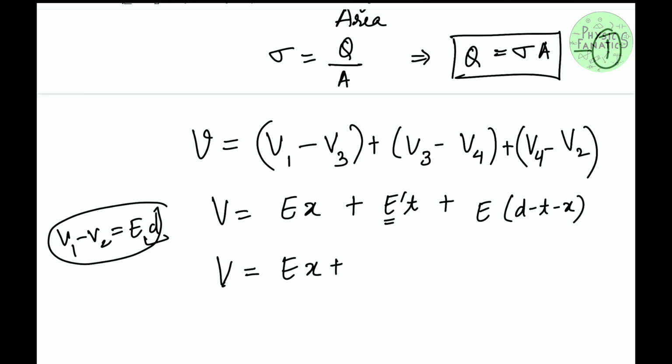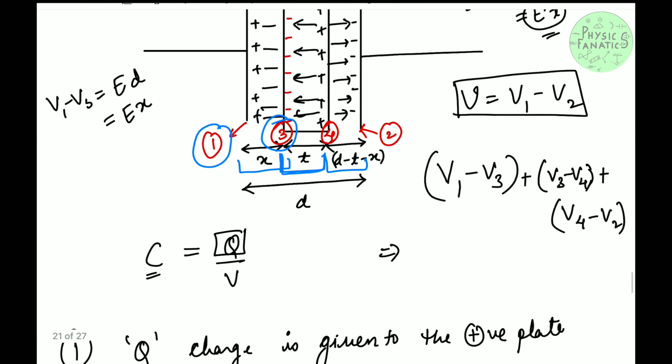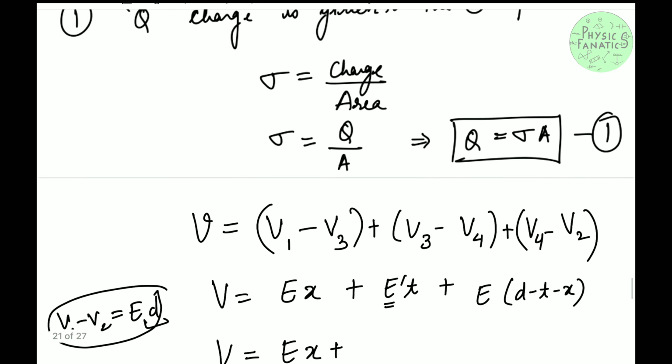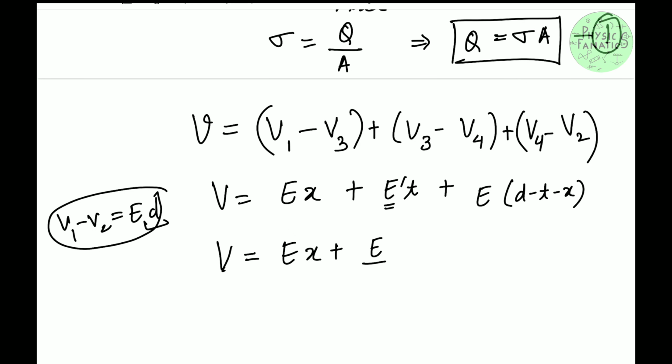Now I know from one of the notes that we studied in the polarization part, the electric field inside can also be written as E multiplied by the dielectric constant K, right? Where this E is the external electric field. I hope you guys remember that. External electric field, and K is the dielectric constant of the material that we are talking about, right? Is that a yes or no? So I can write my E dash as E upon K, right? So V is E upon K multiplied by T plus E times D minus T minus X. I hope you guys can understand.